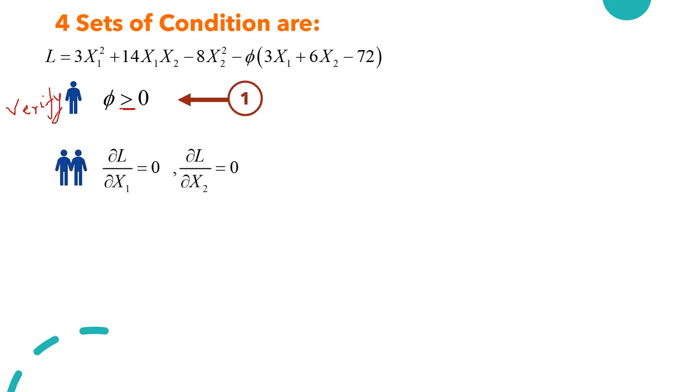The next one, dou L by dou x1 is equal to 0 and dou L by dou x2 is equal to 0. This is what I am going to do because the objective function has 2 variables, x1 and x2. So I am going to partially differentiate the Lagrange equation with respect to x1 and equate it to 0. Similarly, with respect to x2 and equate it to 0. So the equations will be like this.